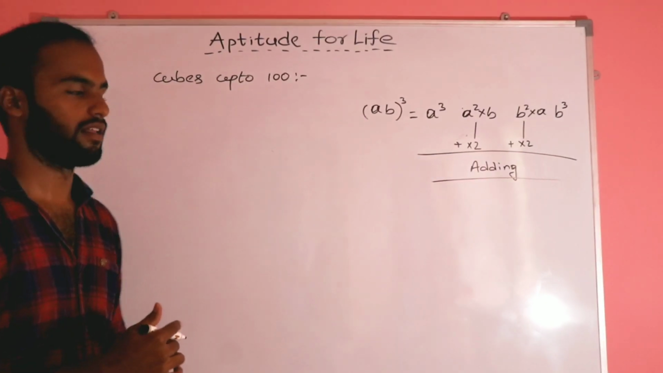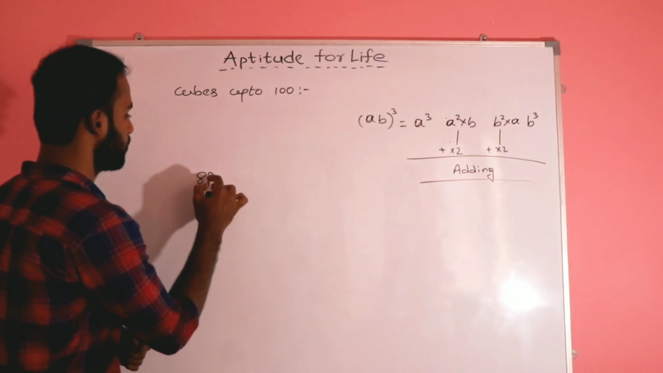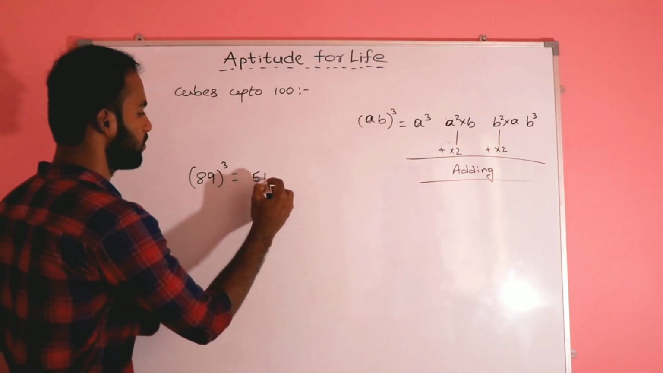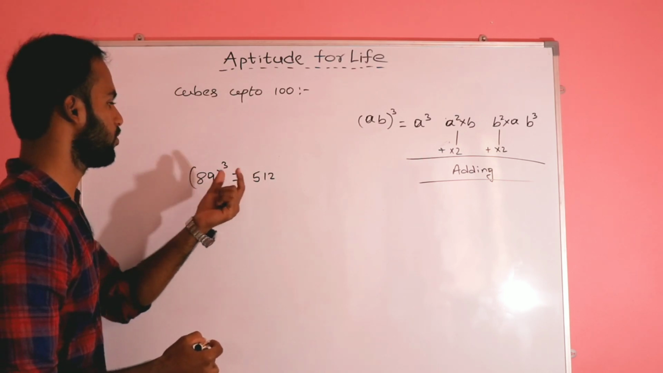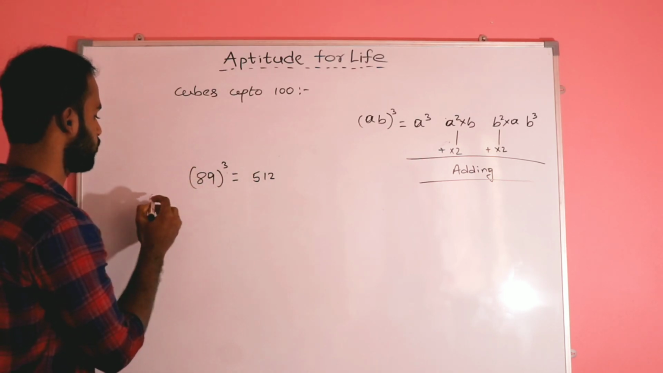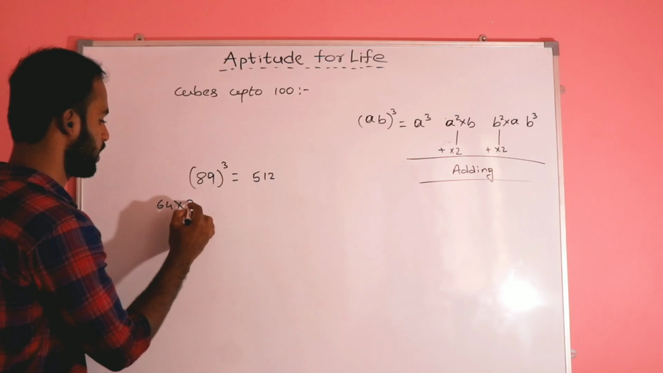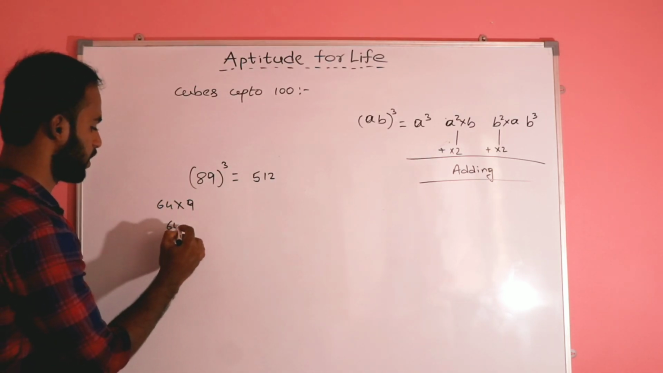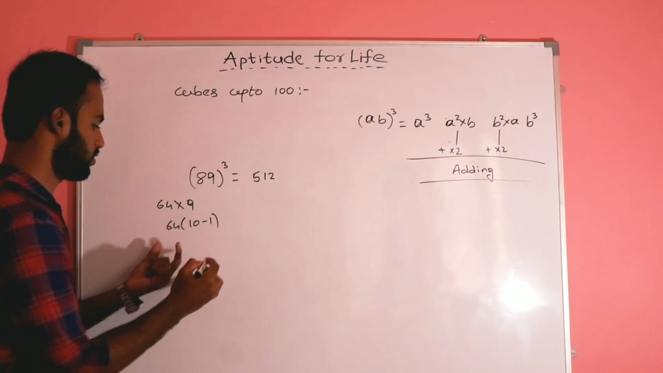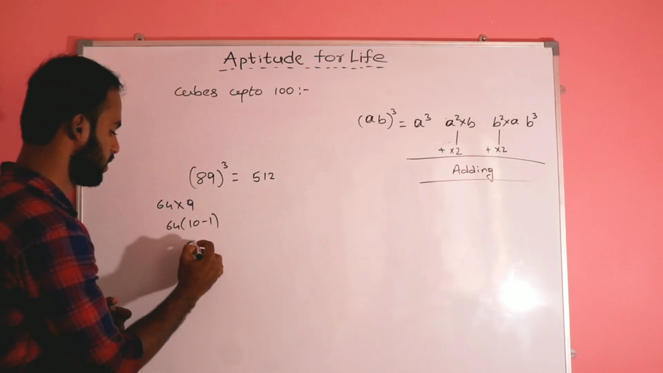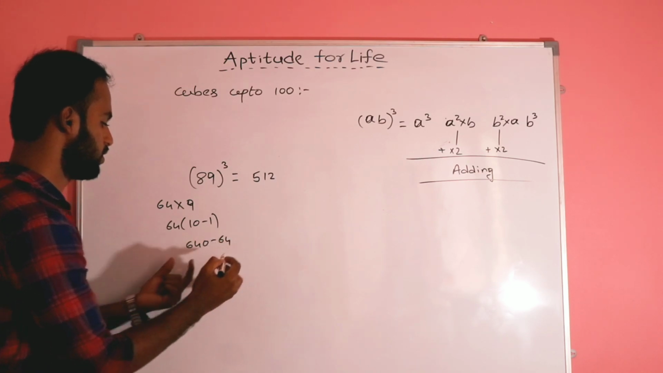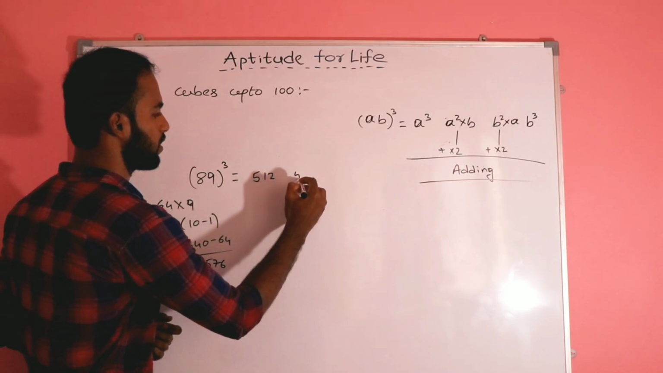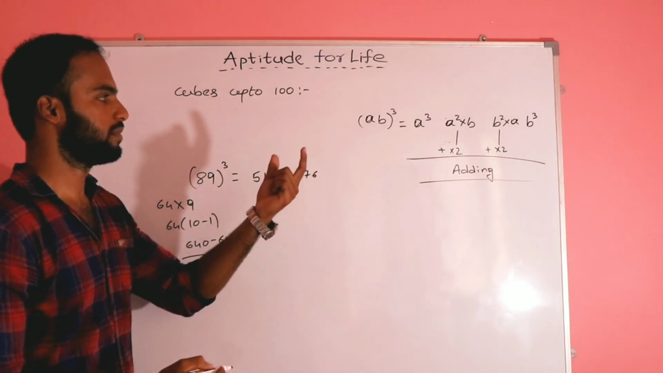Now let us consider another example, 89 cube. First step is 8 cube. 8 cube will be 512. Next step is A square into B, which is 8 square into 9. 8 square will be 64 into 9. How to multiply 64 with 9? 64 into 10 minus 64. So 64 into 10 will be 640 minus 64, which will be 576. Write it over here.